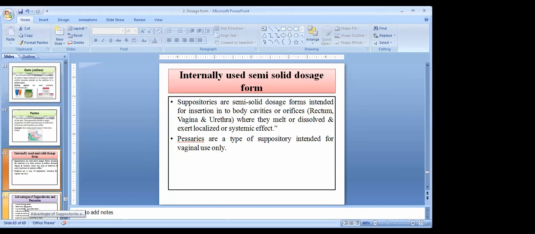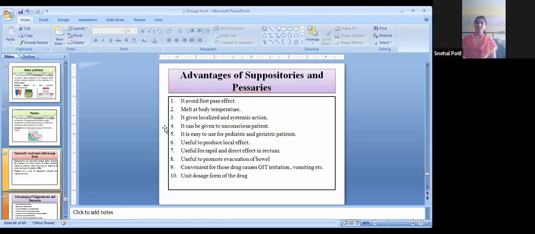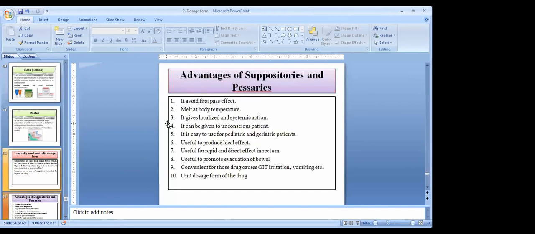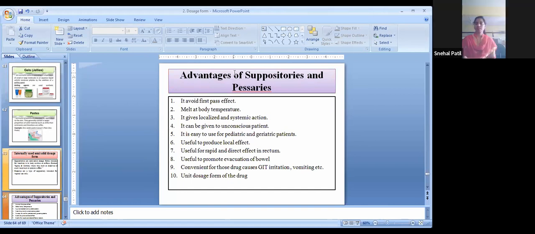Okay. So the next point is the advantages of suppositories and pessaries. Both have the same advantages and the same disadvantages because pessaries are part of the suppositories. It avoids the first pass effect.